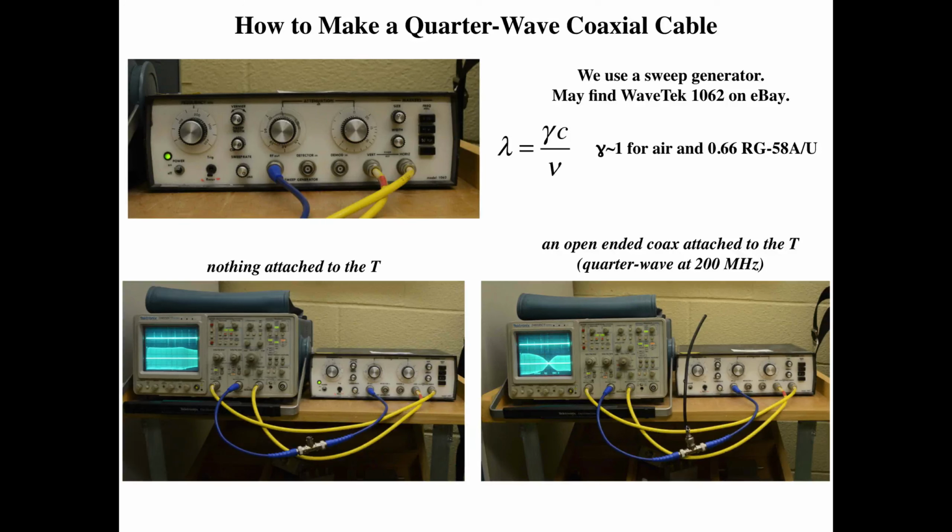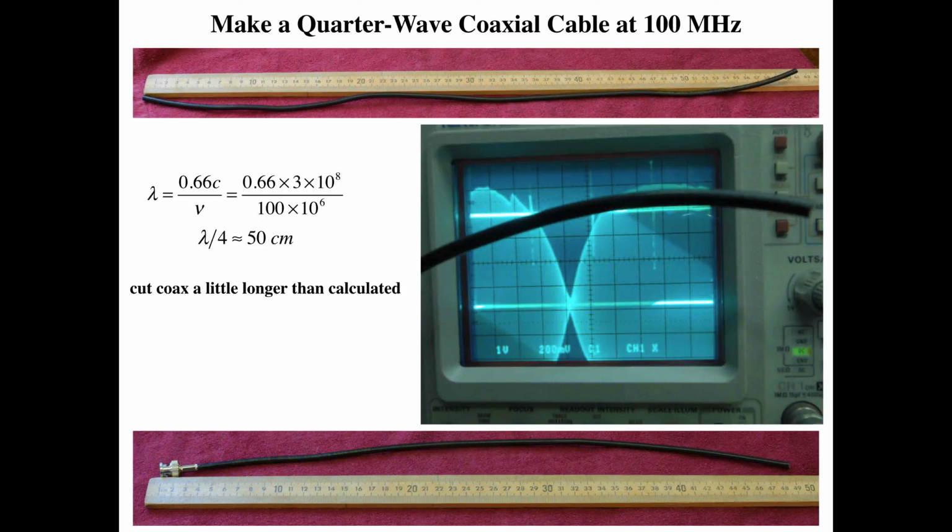In other words, I could put a piece of cable at this point here and cut it until I see a dip at the frequency that I want. In this case, it was at 200 megahertz, and there you see the dip. So let's see how you would make a quarter wave cable. So here, as an example, we're going to make a quarter wave cable at 100 megahertz.